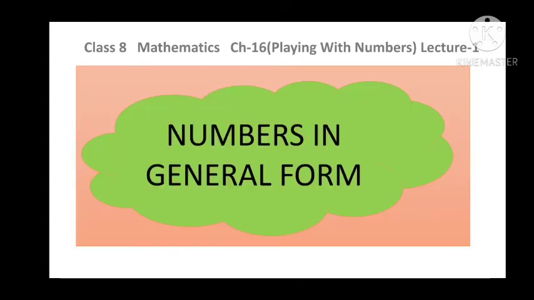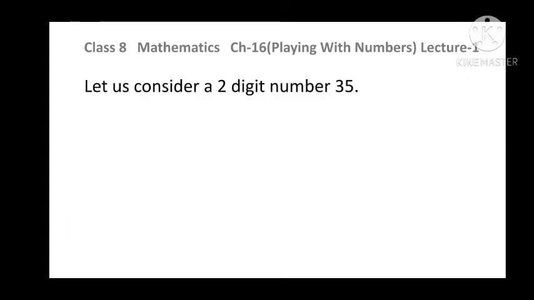First of all, numbers in general form. Let us understand how to write a 2-digit number and 3-digit number in generalized form. So let us consider a 2-digit number 35. Here in this example 35, 3 is at tens place and 5 is at ones place.